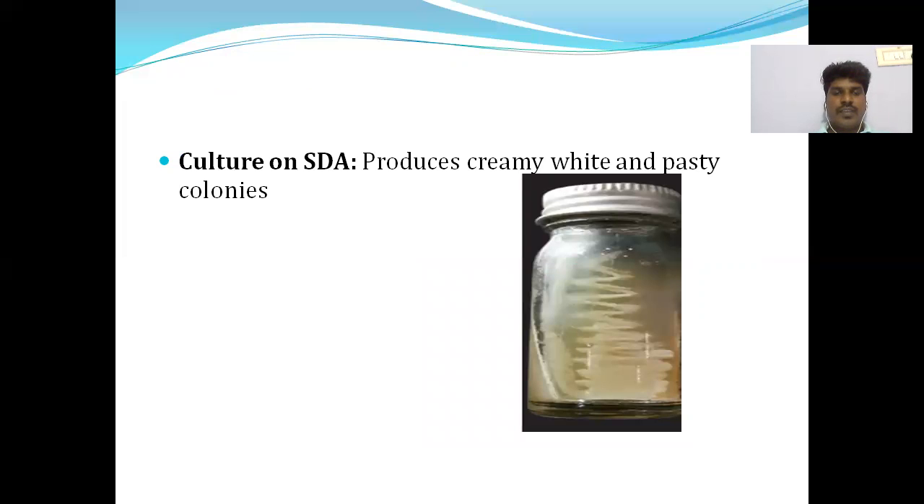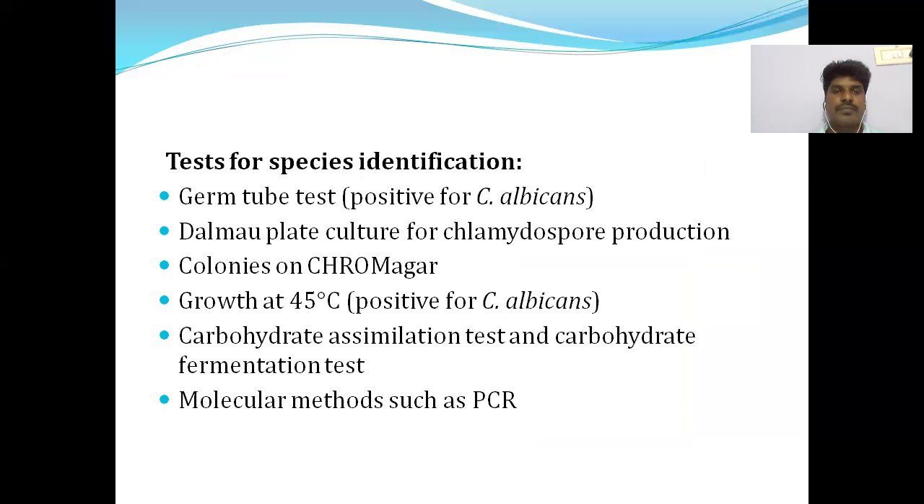The next identification is we can inoculate the patient sample on culture media such as Sabouraud dextrose agar. After incubation, you can identify the growth of Candida species. The Candida can produce creamy white and pasty colonies on Sabouraud dextrose agar. And these are all the tests for species identification of the Candida.